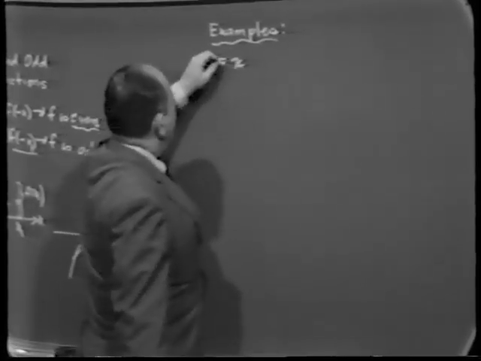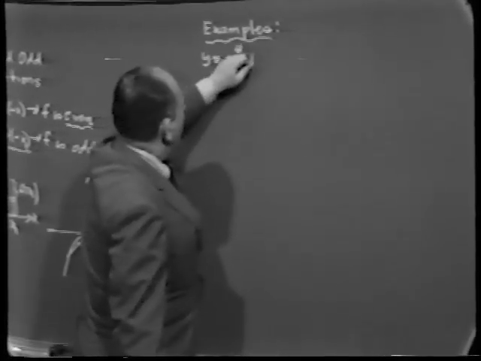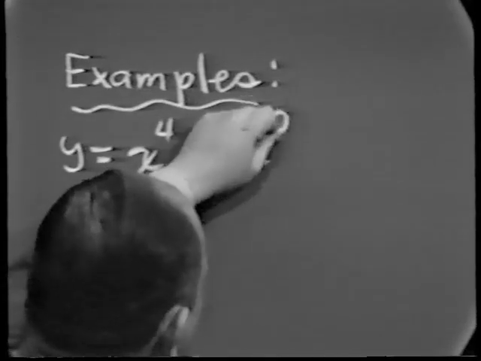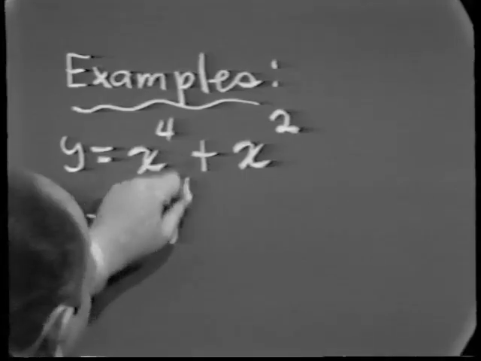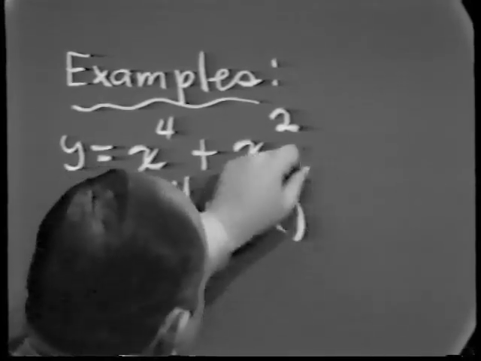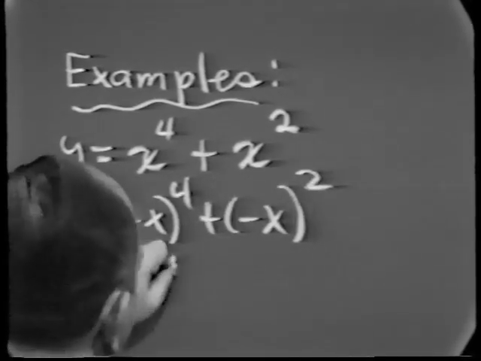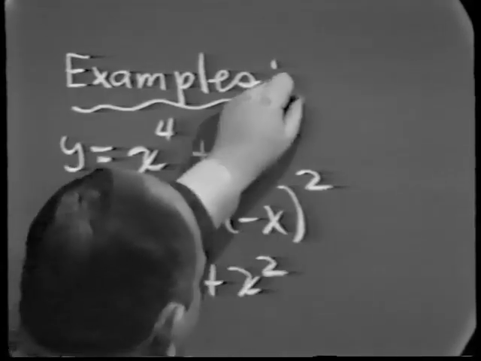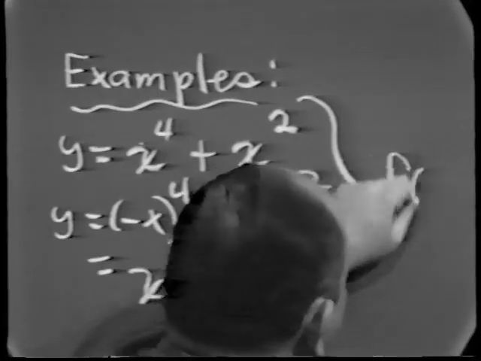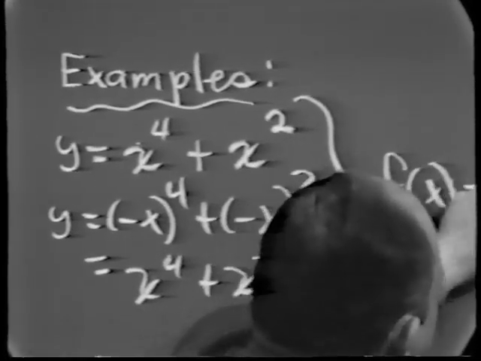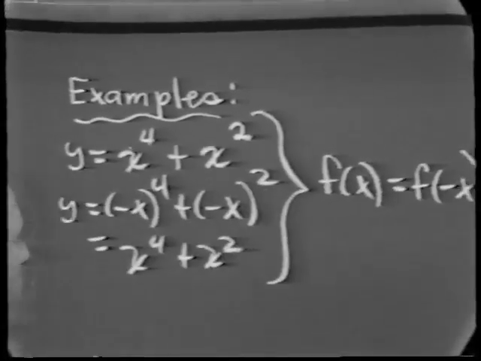And by the way, there are other examples, but for the time being, notice something like, say, y equals x to the fourth plus x squared. If I replace x by minus x, I get back the same thing. In other words, here's a case where y equals f of x is the same as f of minus x.